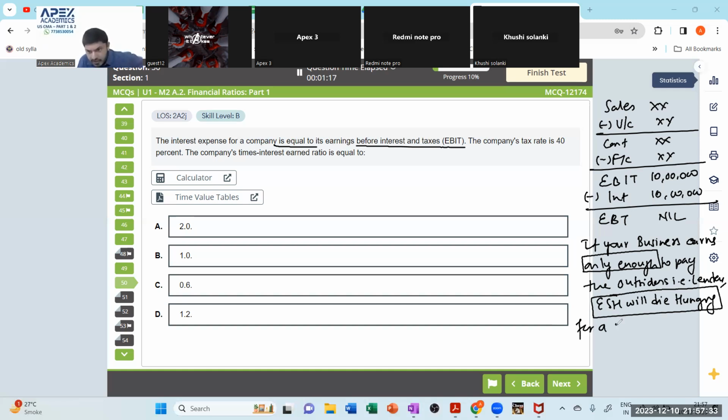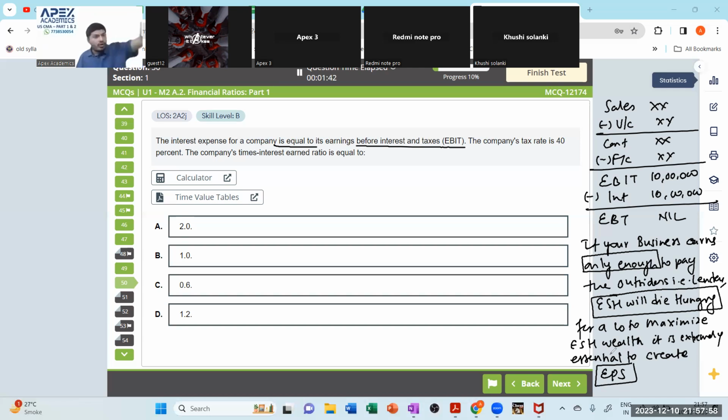For a company to maximize equity shareholder wealth, it is extremely essential to create EPS. Of course, EPS will then be multiplied by your PE to give you MPS. Here, what are they saying?